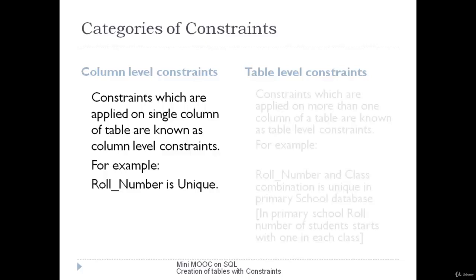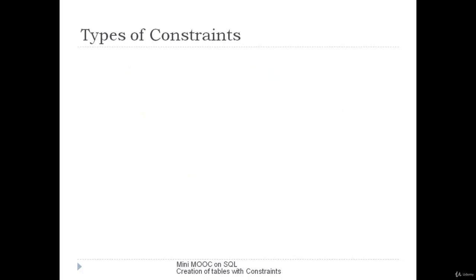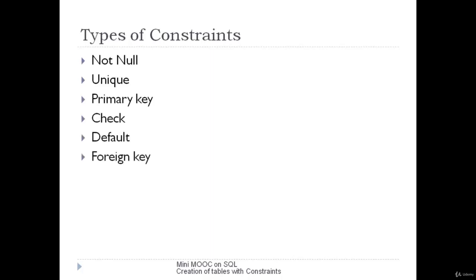And if a constraint is applied on more than one column of a table, then it is a table level constraint. For example, in primary schools, where in a class every roll number starts with 1, the combination of roll number and class is unique and it is a table level constraint. There are 6 types of constraints and these are not null, unique, primary key, check, default and foreign key constraint.